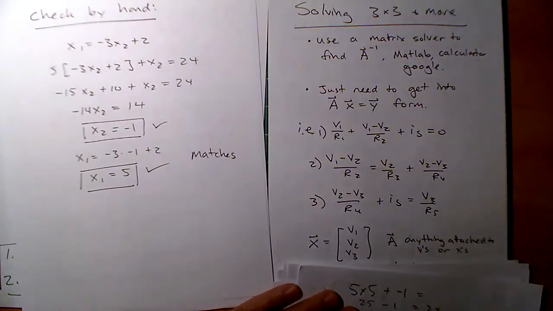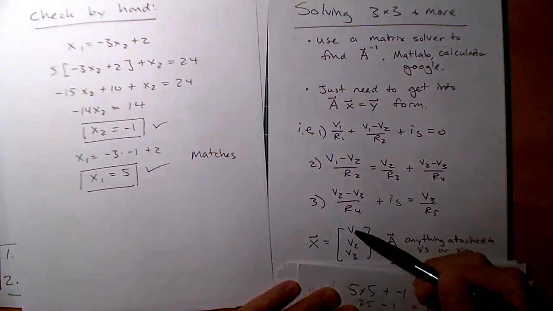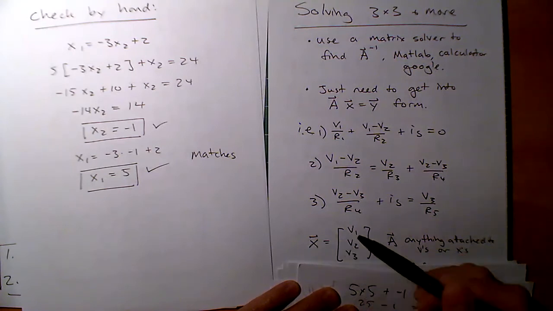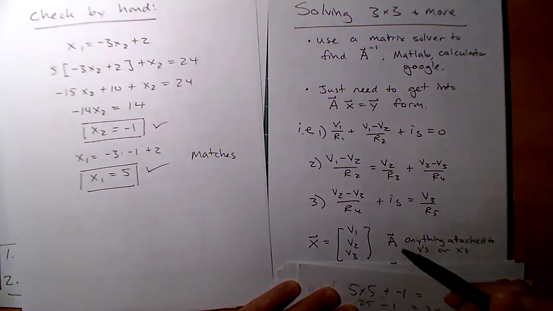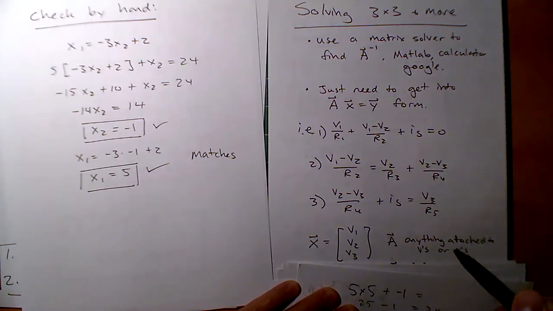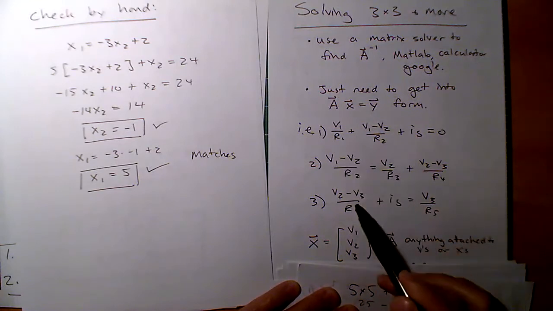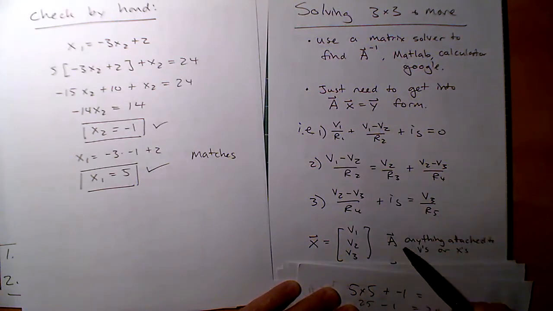So now we look here and we go, well, what was our unknown again? Our unknown was v1, v2, v3. So now x is not just x1 and x2, it's v1, v2, v3. And A is anything attached to the V's or X's. So these 1 over R1s are going to be essentially what build the A matrix.